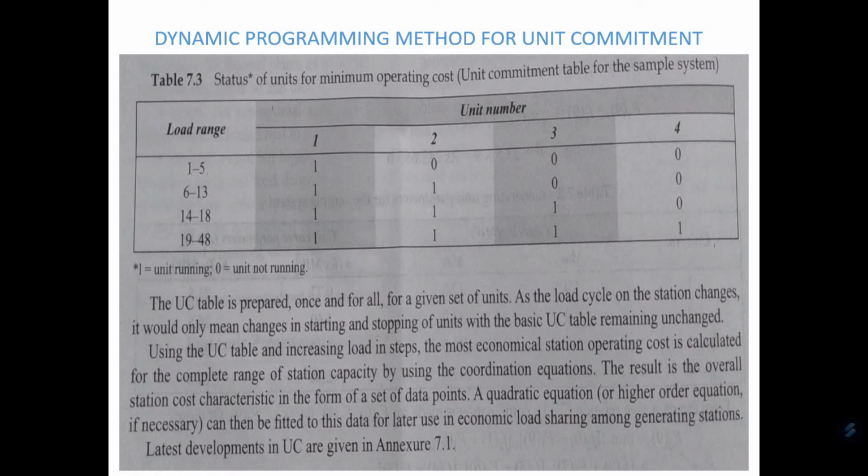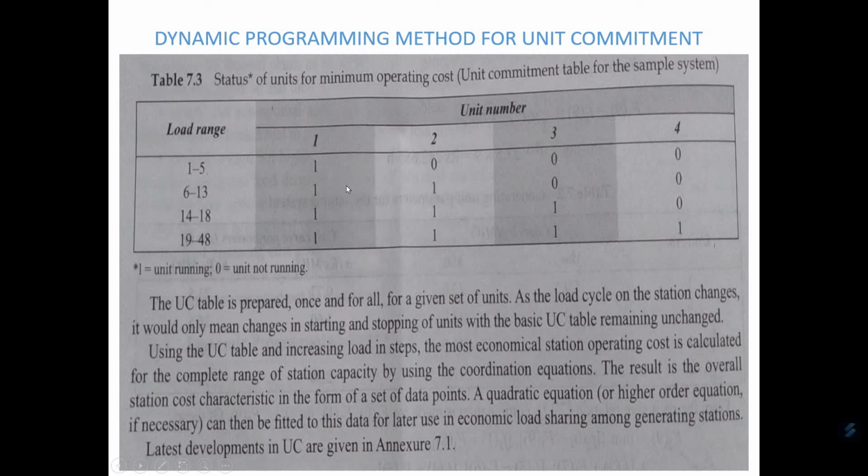How will we calculate? We'll calculate the combinations and decide the generator which has the minimum cost, and from that this table is obtained. So it is called the unit commitment table. That means, suppose I have the 4 generators which we are discussing in this example, and if the load changes from 1 megawatt to 48 megawatt, then the decision will be taken from this unit commitment table as to which generators should be in on condition and which generators should be in off condition.